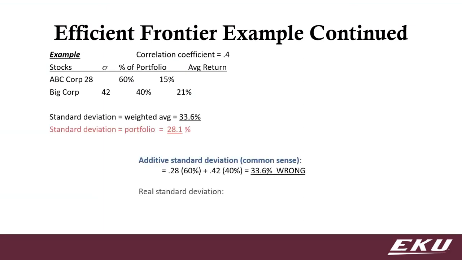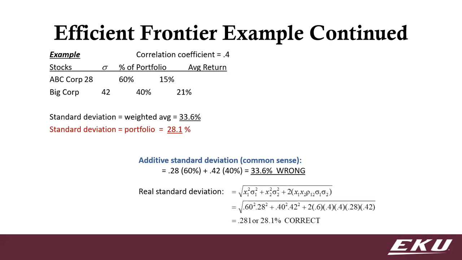And again, we can't just add standard deviations together to get that. We have to take into consideration that correlation. So we've got to calculate the variance. And then once we have that, you notice that the real standard deviation is 28.1%. So it's because of that diversification benefit, right? That additive form was assuming was just wrong. So don't do that, I guess, is the answer.